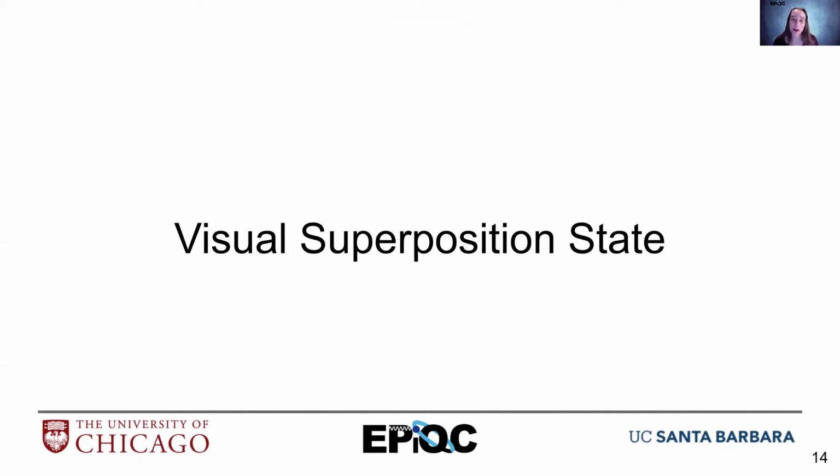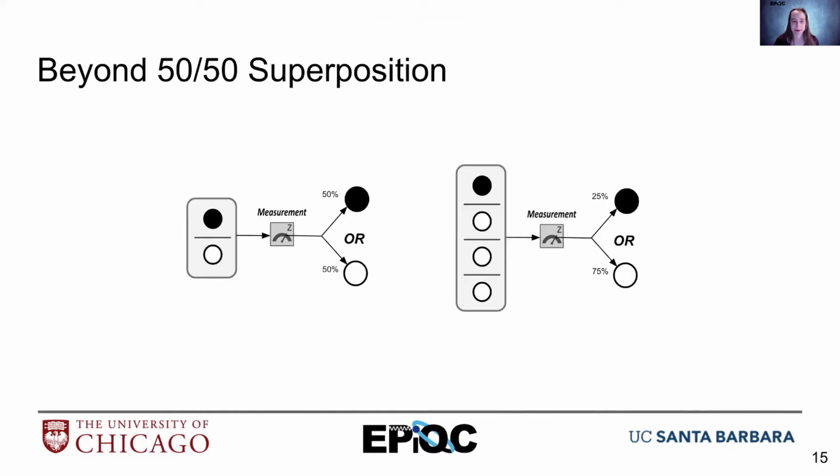Okay, now I'm going to go into a few more details about how this visual representation depicts the superposition state. So we've been showing a 50-50 probability, in which case we have two spots, one that's black and one that's white, and that indicates a 50-50 probability of measuring black or white. But what happens when we have other probabilities?